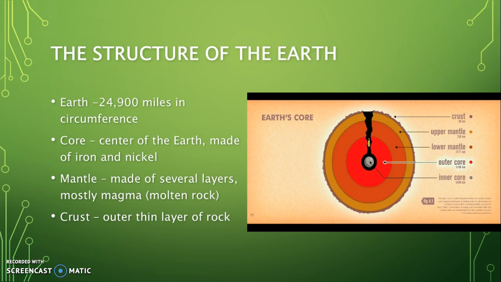And then you have the mantle, which has several layers. You have the upper and lower mantle, and it's mostly made out of magma, which is molten rock, which moves and shifts, and that causes the crust, which is the outer layer, to move and shift, and causes earthquakes and other things to happen in our world.